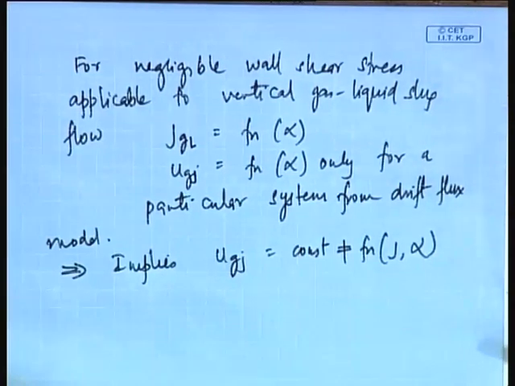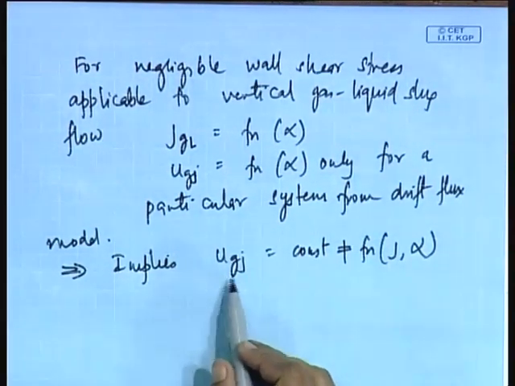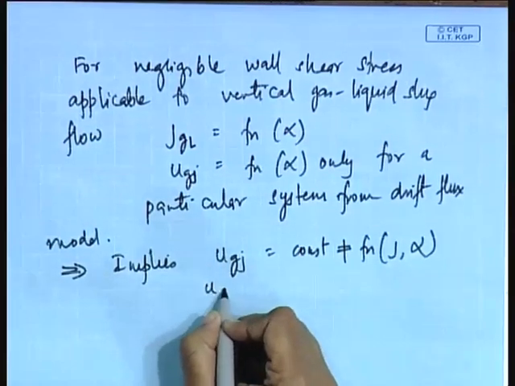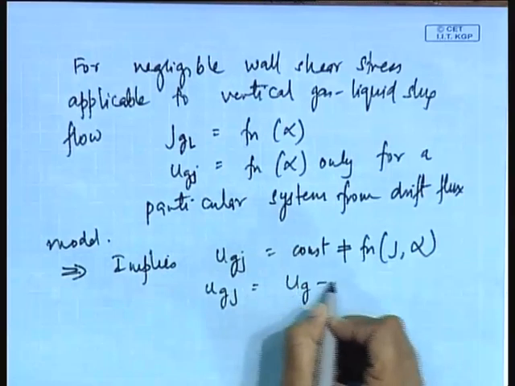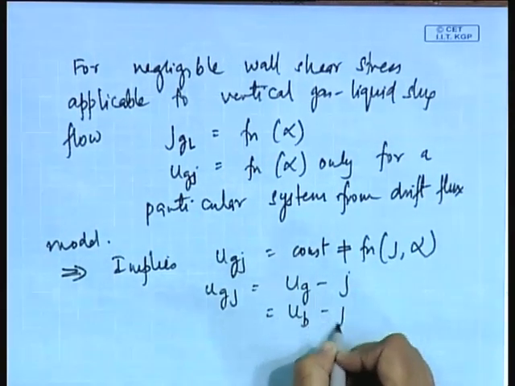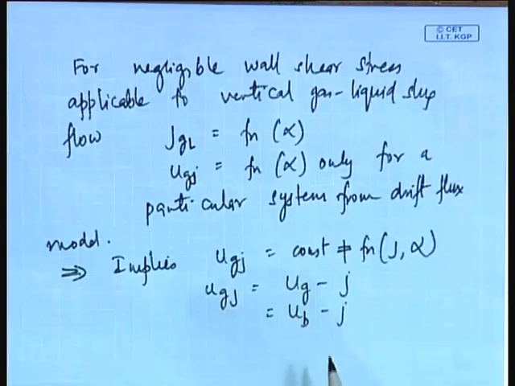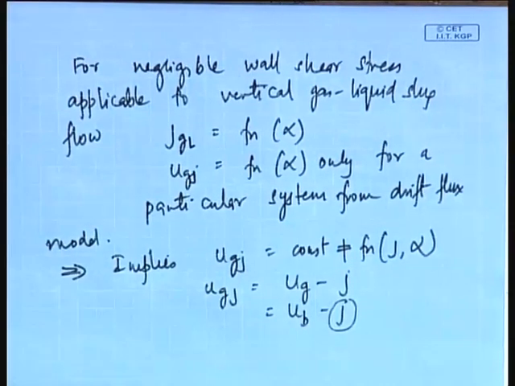Do you agree with me? Once we can find out UGJ, then we can proceed. Now, what is this UGJ? UGJ is nothing but UG minus J, or since the entire thing rises up as a Taylor bubble, you can write it as UTB minus J. Therefore, no matter what the value of J, UGJ has to be constant. That means whenever we increase J, the bubble velocity also has to increase, so that the difference is a constant. If that is the case, then this should be equal to the bubble velocity at J equal to 0.